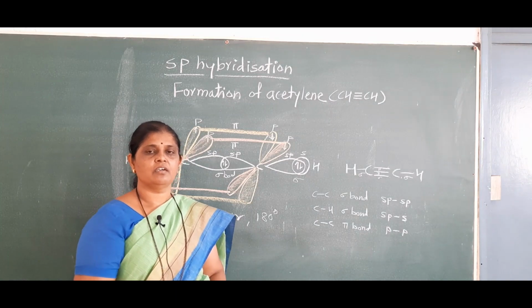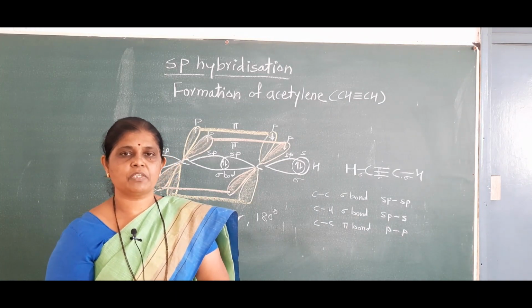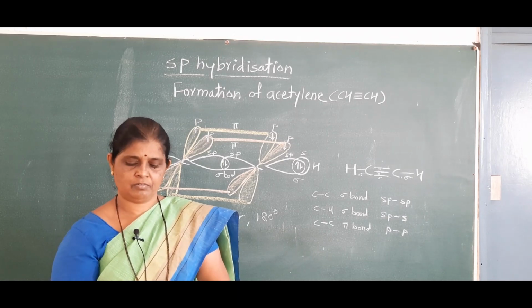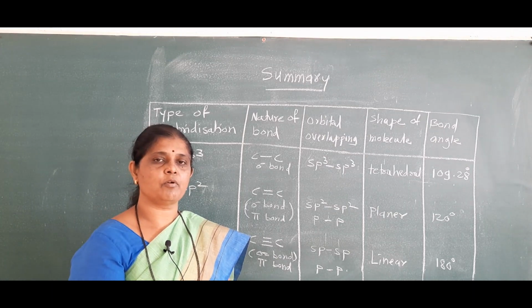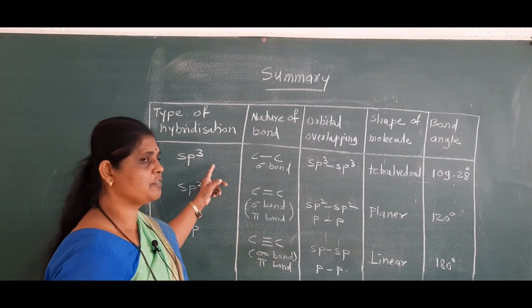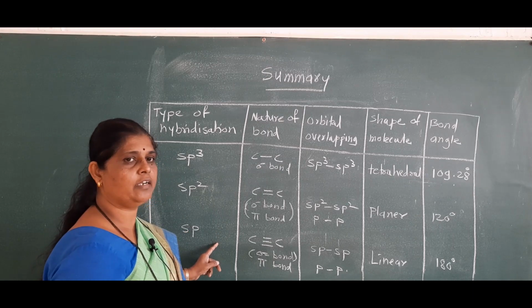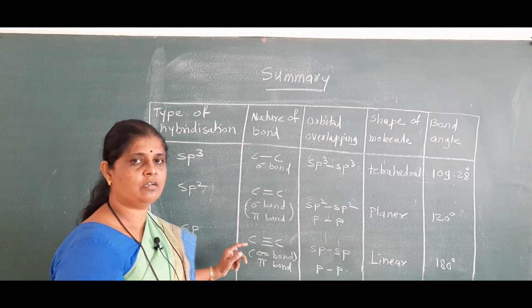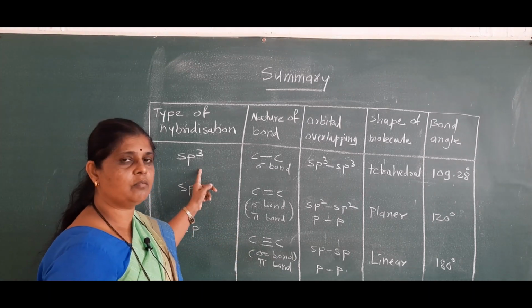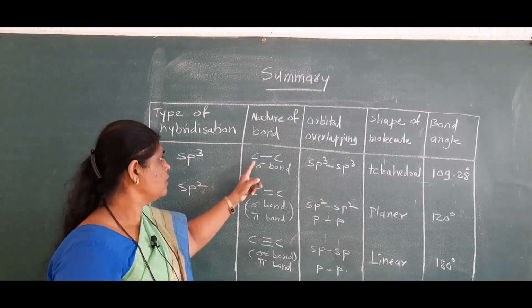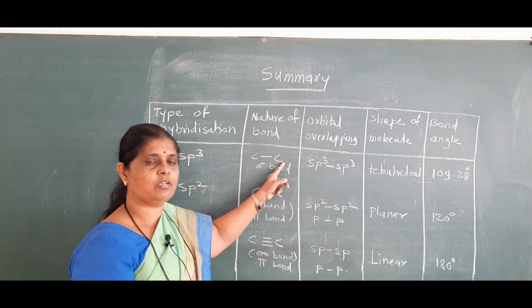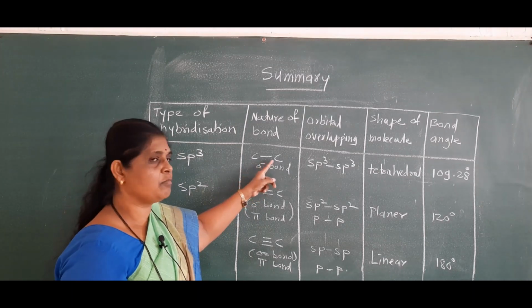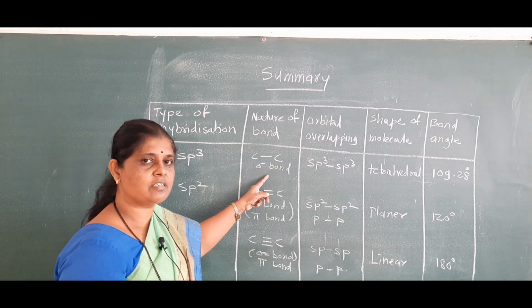Now, we see the summary of sp3, sp2 and sp hybridization in short. Carbon atom is in 3 types of hybridization state: sp3, sp2 and sp. These are the 3 hybridization states of carbon. When carbon atom is in sp3 hybridization state, carbon single bond carbon is formed. That carbon single bond carbon is of the type sigma bond.